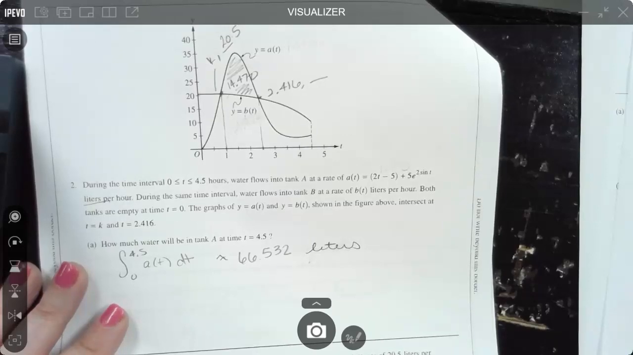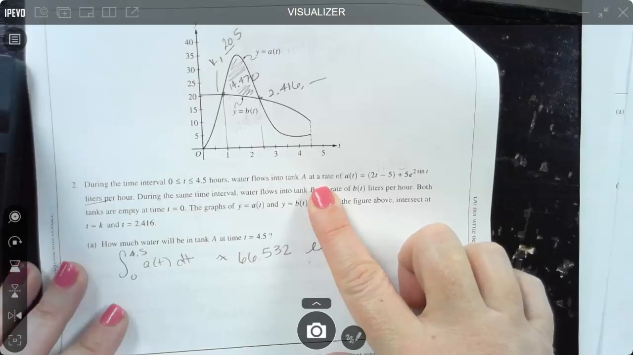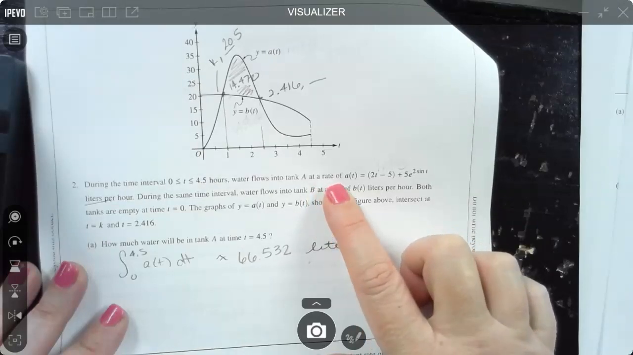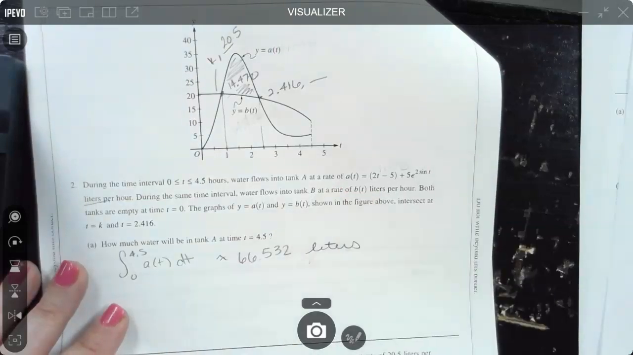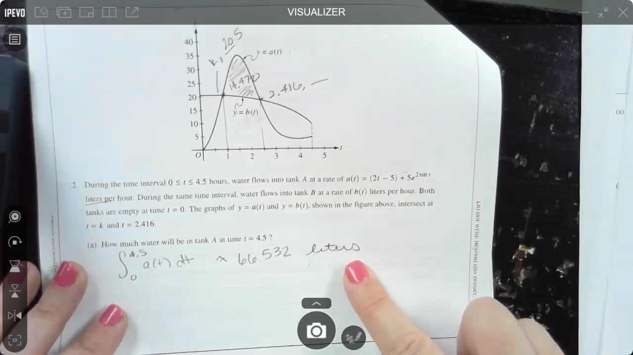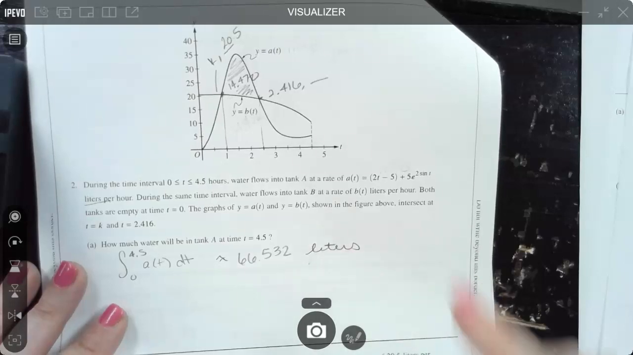Go ahead, Madison. Because A of t is the rate. It's not the amount. Whenever you see the word rate, you know you're already looking at a derivative. So if I want the amount, I have to integrate. They didn't mention units here, but make sure you put them. Sometimes you get a point for that, sometimes you lose a point for not putting it. So make sure you put liters.